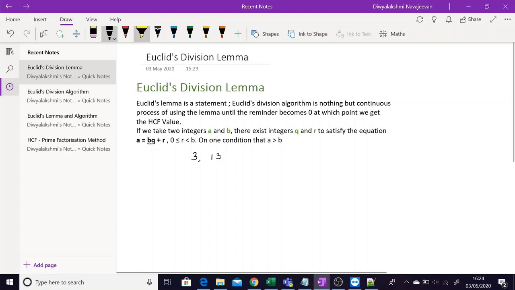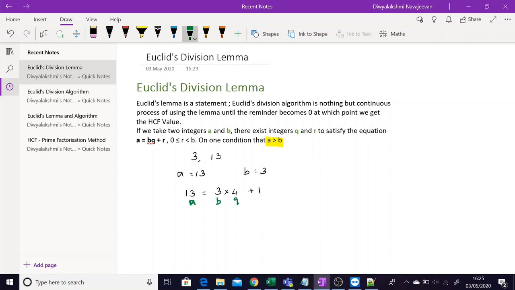They have also mentioned that a must be greater than b. So we will take a equals 13, b equals 3. Now we can write the lemma: 13 equals 3 times 4 plus 1. Let me mark each of them so we know what is a, b, q and r. So this is the lemma.